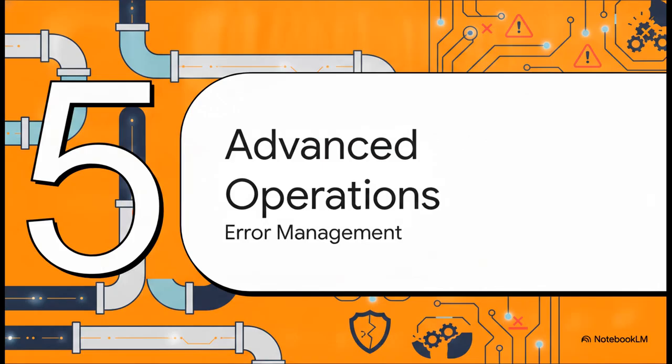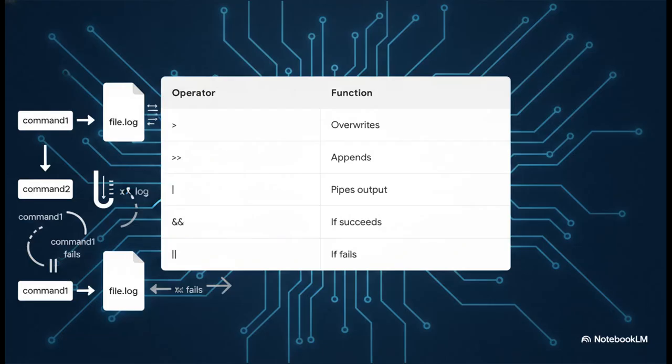Let's level up with Section 5, Advanced Operations and Error Management. To orchestrate all this safely, we need to handle the plumbing, how data flows and how we link programs. The single greater than sign redirects and completely overwrites output to a file. But the double greater than is amazing because it safely appends output to the end of an existing file without destroying what's already there. Then we have the pipe character, which sends output from one command directly as input into the next. For conditional linking, the double ampersand executes a second command only if the first one succeeds, while the double pipe executes the second command only if the first one fails. That's how we chain things without missing a beat.